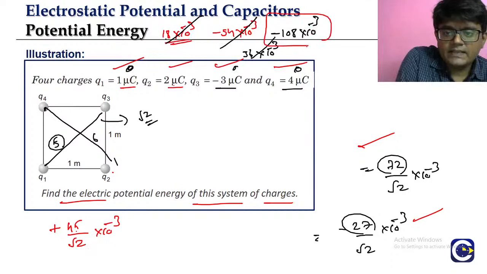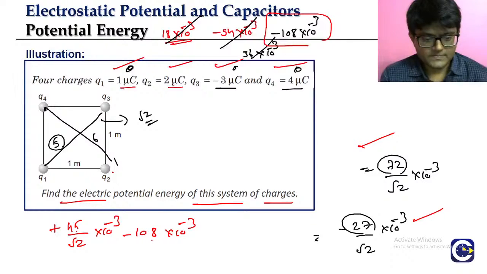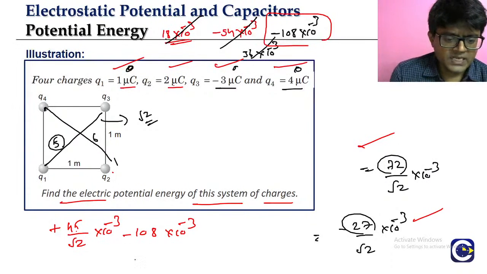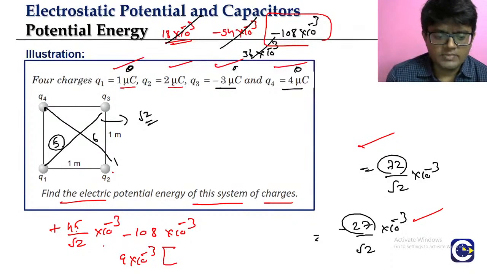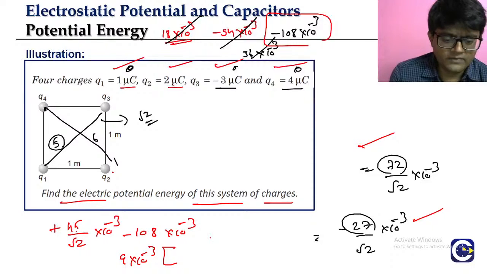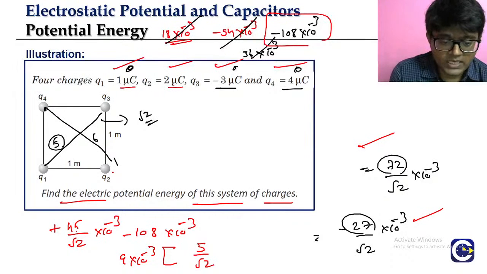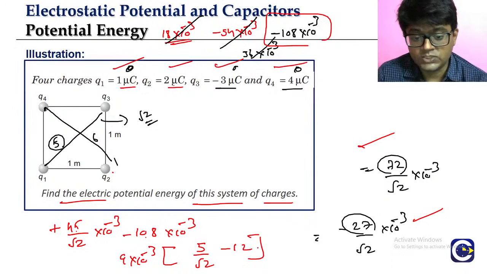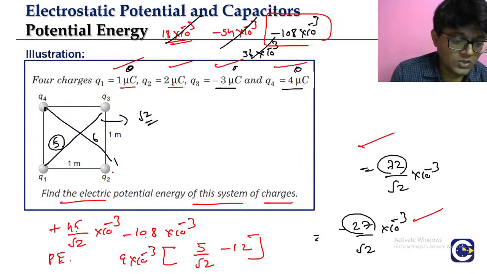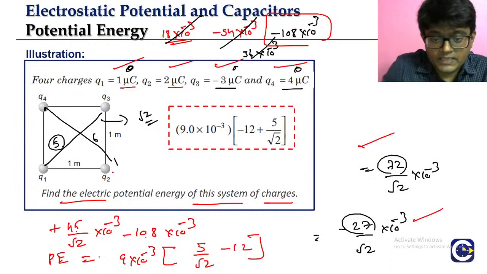Already namakku enna iruku? Minus 108 into 10 power minus 3. So in the rendulayum enna pannalam? We can take 9 into 10 power minus 3 அப்படியே நம்ம காமன் எடுக்கலாம். 9 into 10 power minus 3 காமன் எடுத்தா what are we going to get? Here we'll have 5 by root 2. Okay. இங்க என்ன வரும்? Minus 12. So first term la it will be 5 by root 2, that will be remaining. Second term la என்னது? Minus 12. So this is the total potential energy of the system. என்னது பாருங்க? 9 into 10 power minus 3.